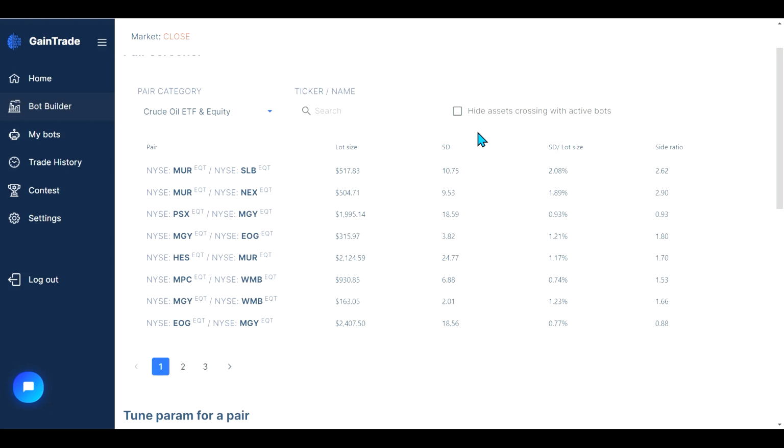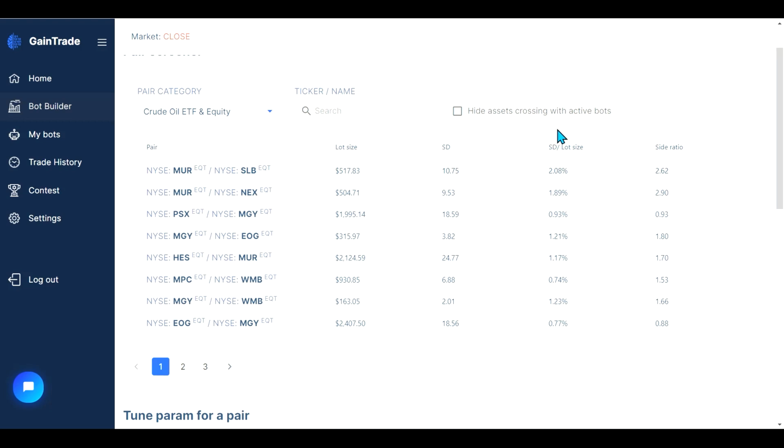Now, a high standard deviation would indicate that the spread is spread out over a wider range, indicating more volatility within the pair. Now, there's one huge benefit of the GainTrade program, as it allows you to select pair trading strategies based on their standard deviation. And this saves you a lot of time, and that's why you can trade as a hedge fund without the staff.